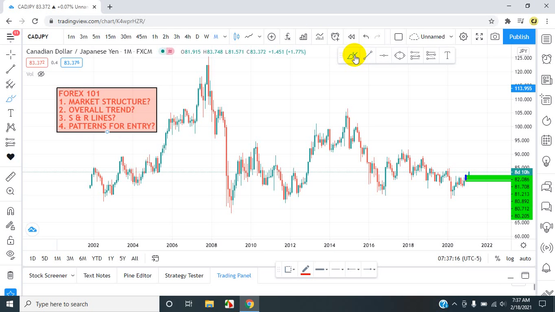Okay guys, what we're going to be going over today is CAD JPY, the Canadian dollar versus the Japanese yen. Forex 101. Number one, we'll be working on identifying market structure. Number two, we will be identifying overall trend. Number three, we'll be identifying SR lines. Number four, we'll be identifying patterns for entry in the market.